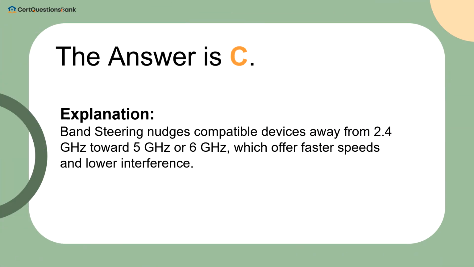The answer is C. Band steering nudges compatible devices away from 2.4 GHz toward 5 GHz or 6 GHz, which offer faster speeds and lower interference.